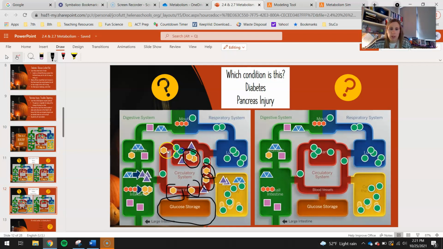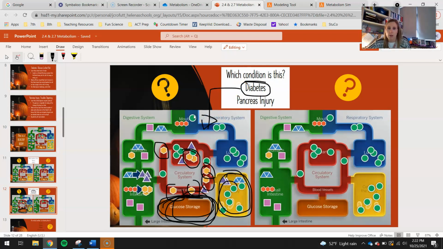So remember with diabetes, we don't produce enough insulin, which takes the glucose out of the bloodstream and puts it into our cells of the body or our glucose storage. So notice how the cells of the body and the glucose storage have no glucose in them, and that we have kind of high levels of glucose in our bloodstream. That represents diabetes. So if you guys marked this one as diabetes, you were correct.